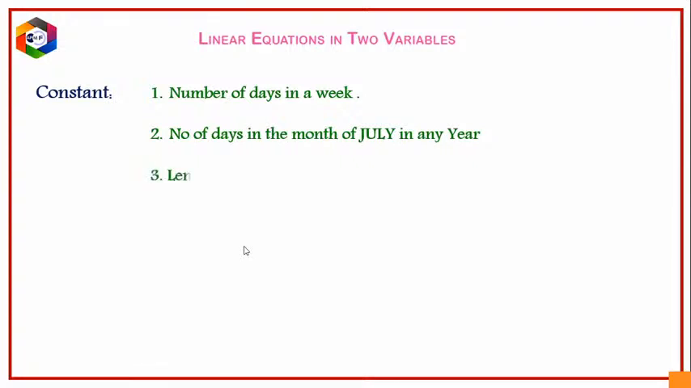Let us talk about one more example. Length of the room of your classroom. Whether this year or next year or 10 years before, if the building is in good condition, the length of the room is always fixed. Even if you measure today, or after 10 years, the length of the room does not change. That's why it is also a fixed numerical value.